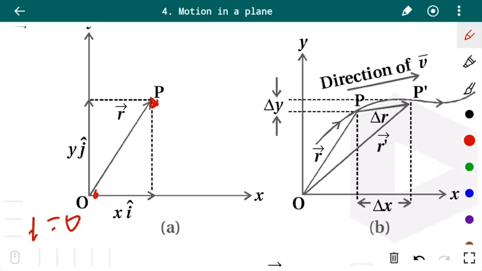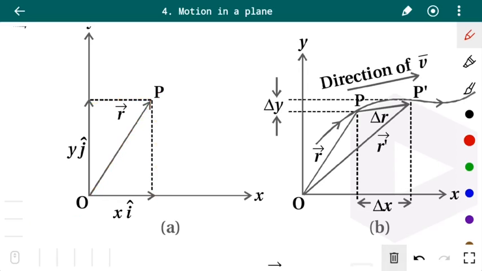So from this point P, taking the projection on the x-axis will give us the x component, and taking the projection on the y-axis will give us the y component. That is, we will get the position of the object in terms of the x coordinate and y coordinate. With respect to the origin, the position of the object at point P is r vector, that is the position vector.